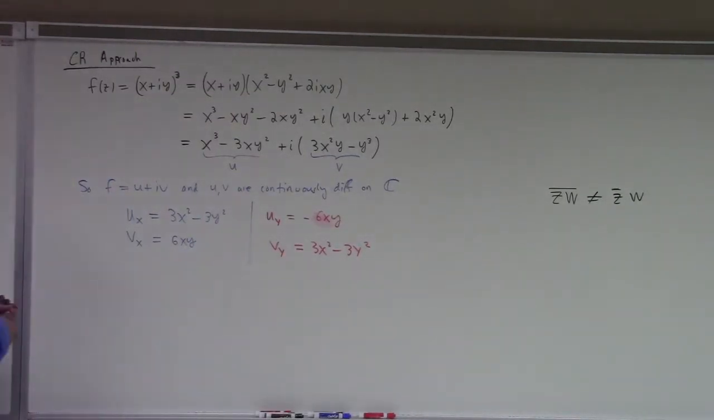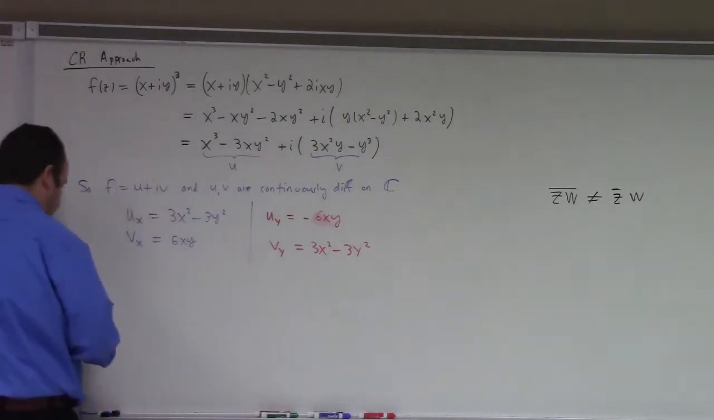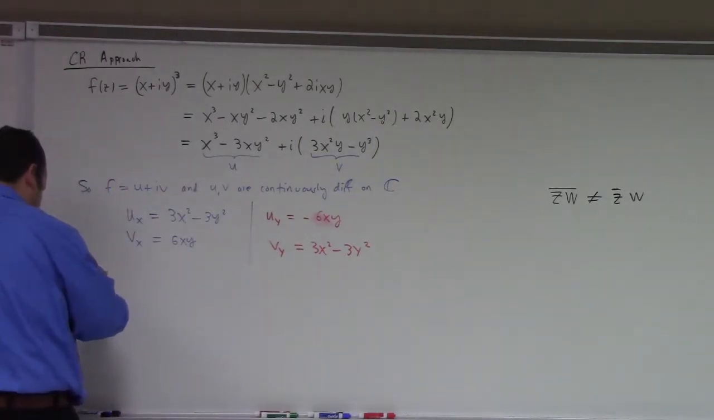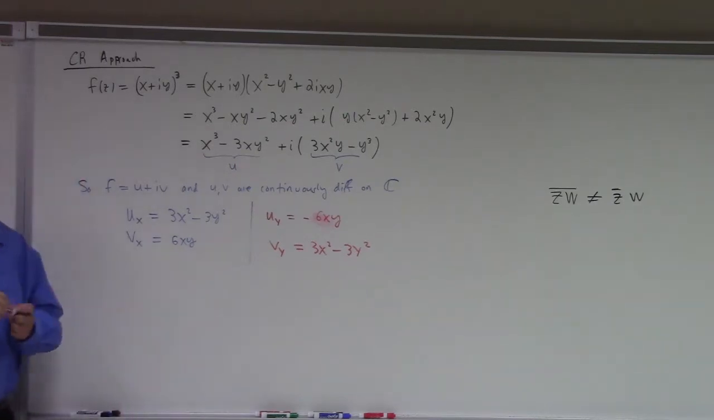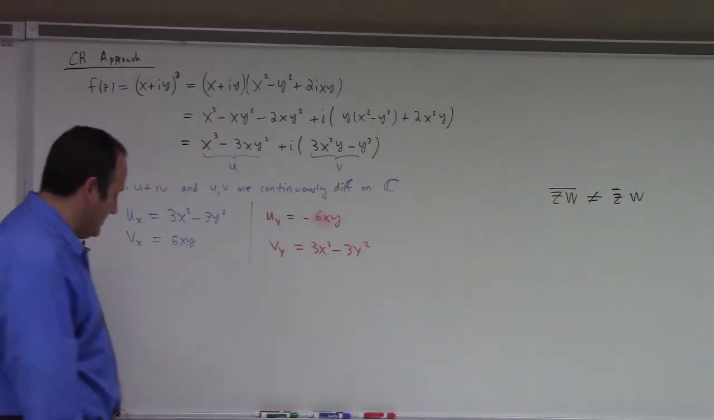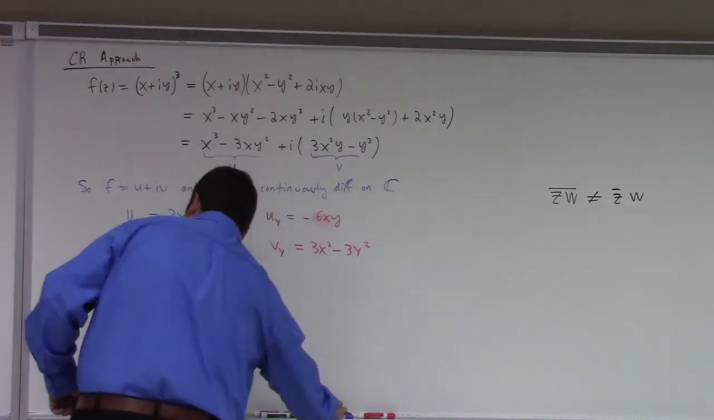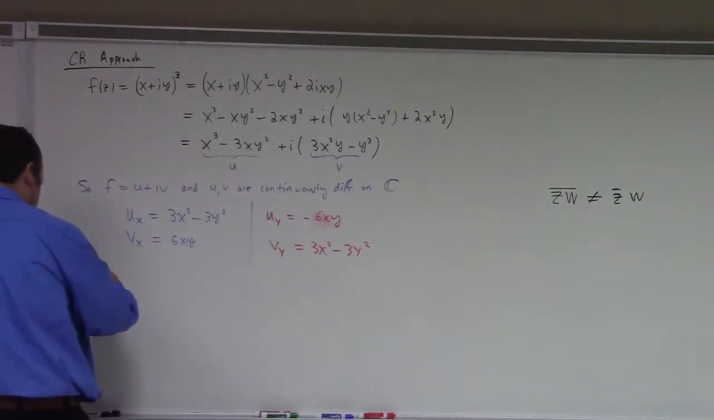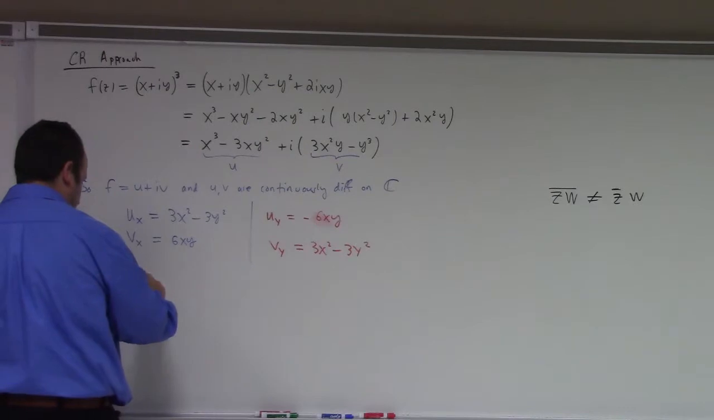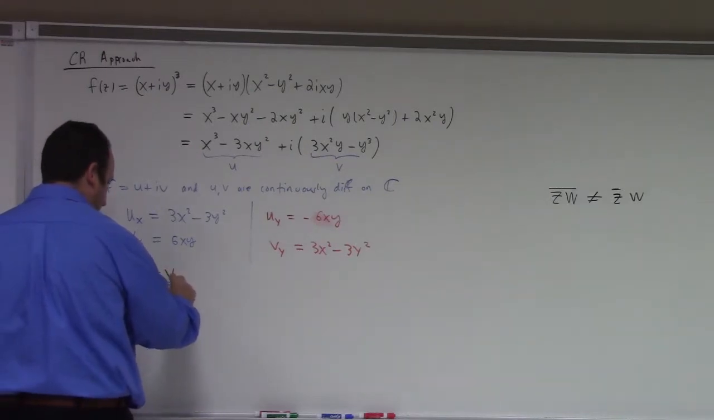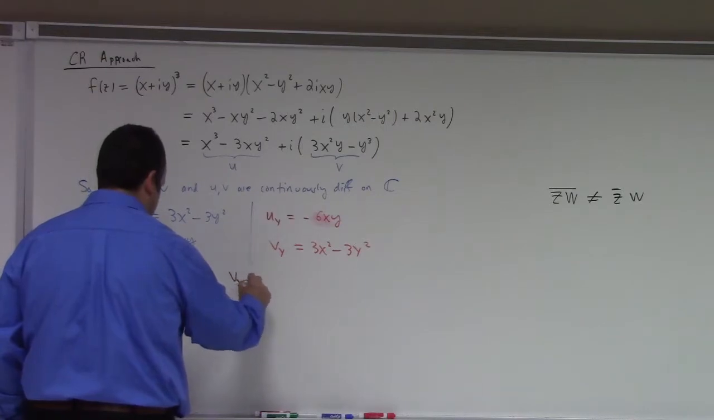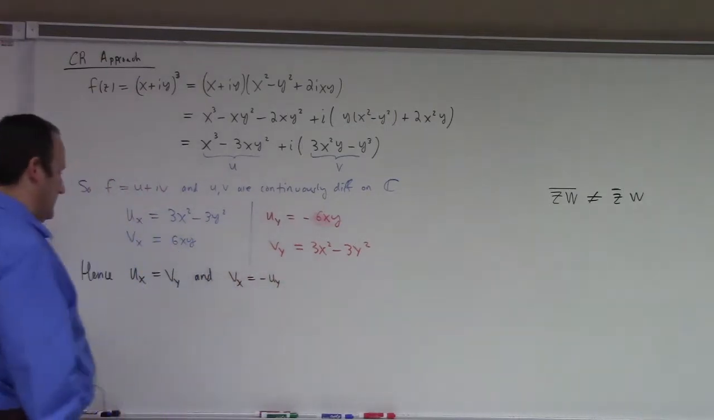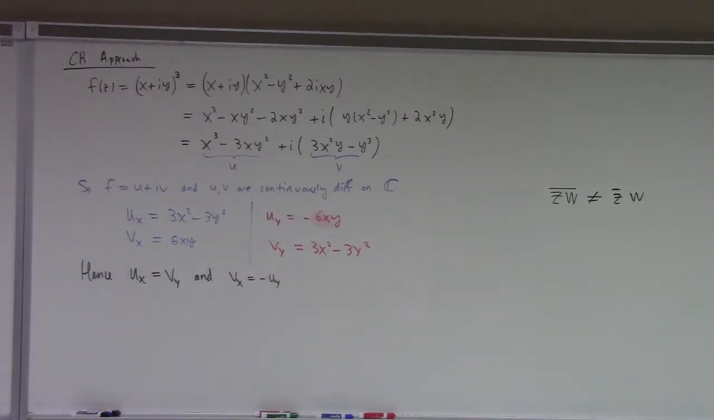Hence what? Hence, u_x is equal to v_y, and v_x is equal to minus u_y, which is to say what? The Cauchy-Riemann equations hold, right?